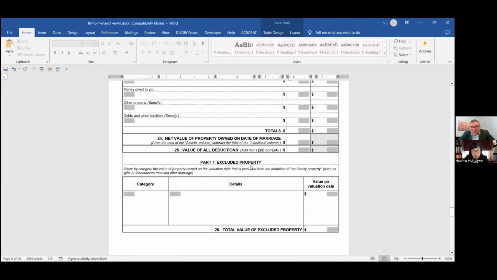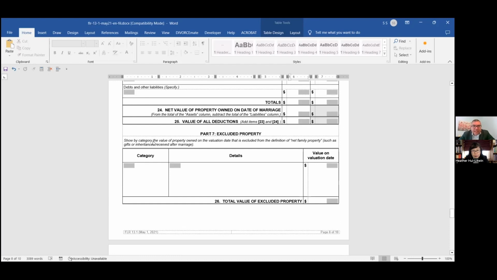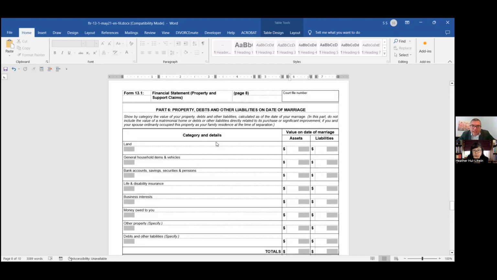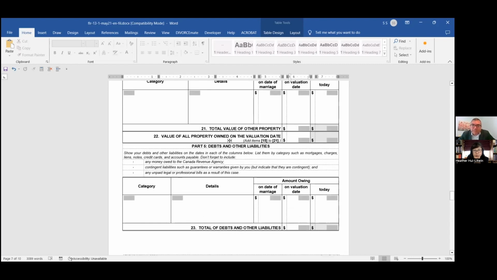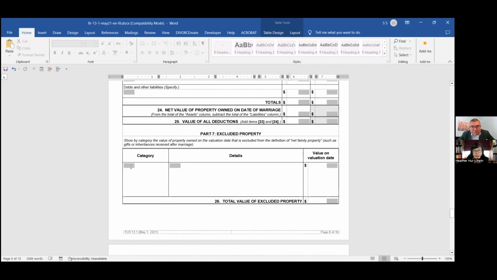Here's part 7 where it says excluded property. And it says show by category the value of property owned on the valuation date that is excluded from the definition of net family property, such as gifts or inheritances received after marriage. Now, this is just a form. Personally, I think excluded property should be at least before date of marriage stuff, because this is about valuation date. So valuation date stuff is about here. I really think the form needs to be adjusted, but let's put that aside. So the category would be, let's call that gift from Aunt Martha.